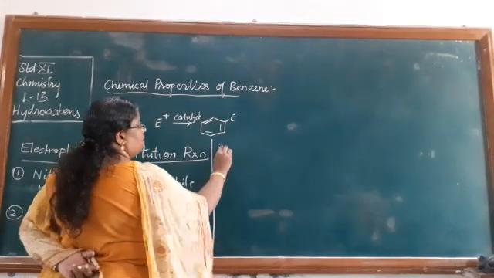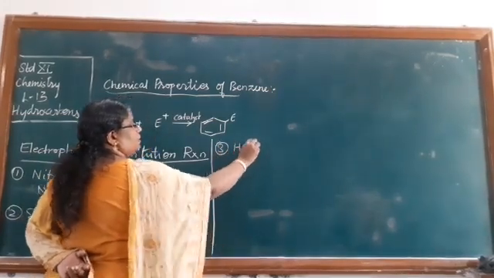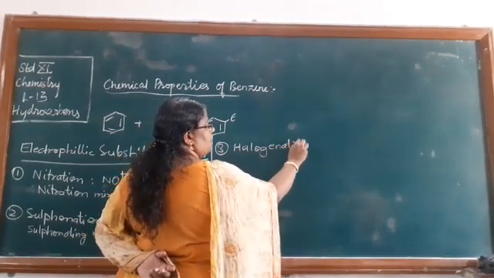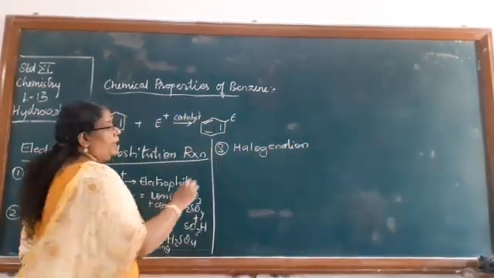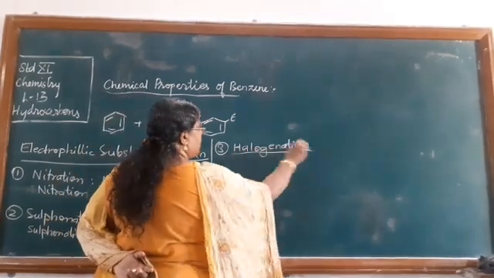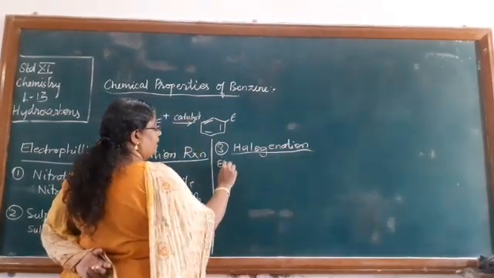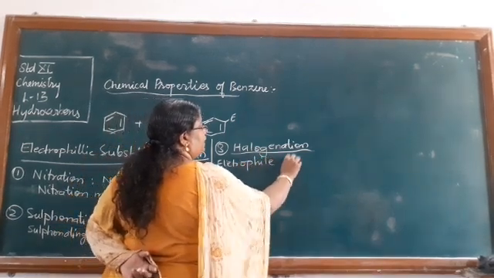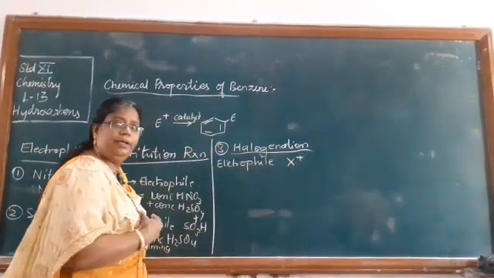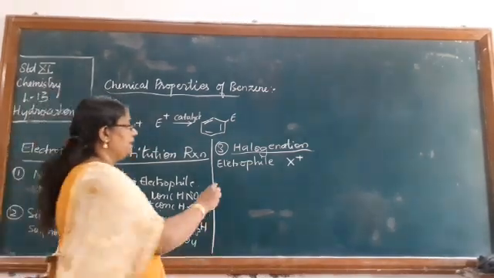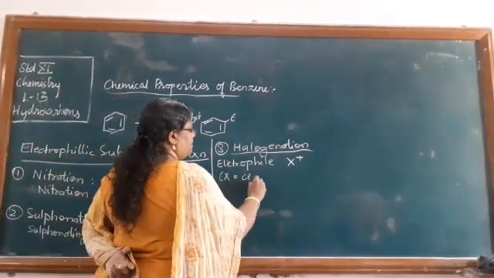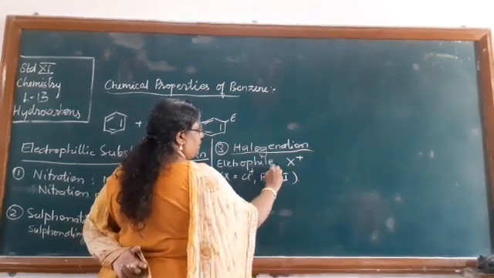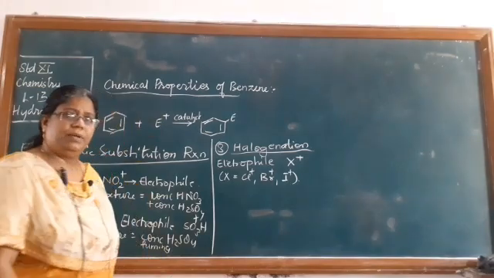Third is halogenation. The third type of electrophilic substitution reaction is halogenation. In halogenation, which is the electrophile? The electrophile is the halogen ion X plus. Here X can be either Cl, Br, I, so Cl plus, Br plus, I plus, any of them.